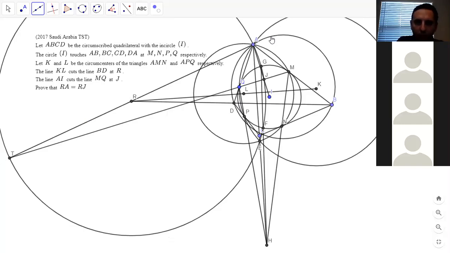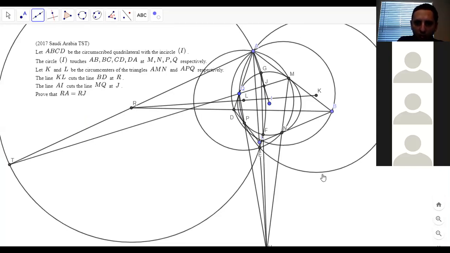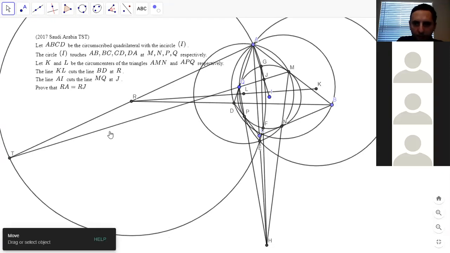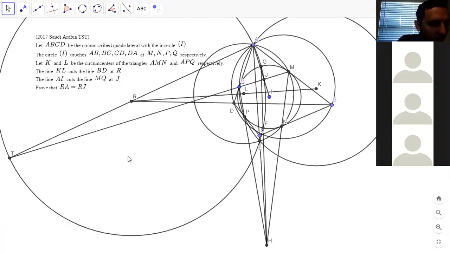Okay. So someone in the chat says to figure out a way to use R, like it's the intersection of LK and BD. I still haven't figured that out yet. LK and BD. Yeah, we haven't even used how point R works. We didn't even know how point R works.